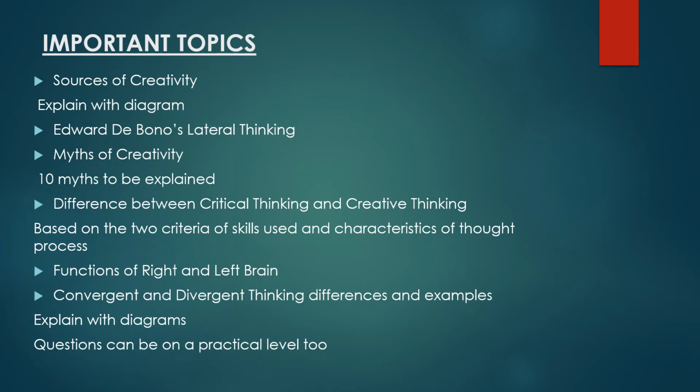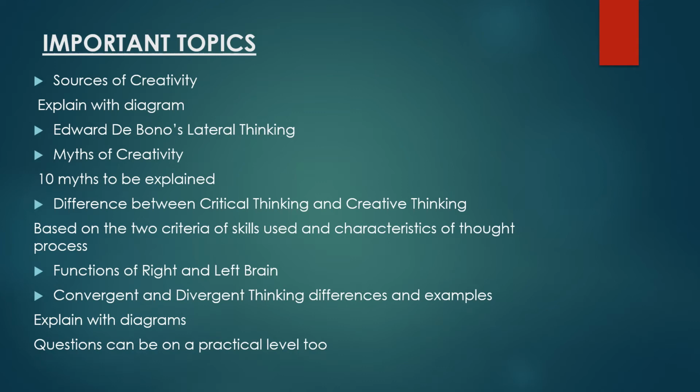Functions of right and left brain. Again, for a 6 marks question, write everything about the right brain and left brain in tabular format. Don't write like an essay, saying the right brain functions are this and this, the left brain functions are this and this. Don't do that. Just draw 2 columns and write down the functions of the left and right brain.